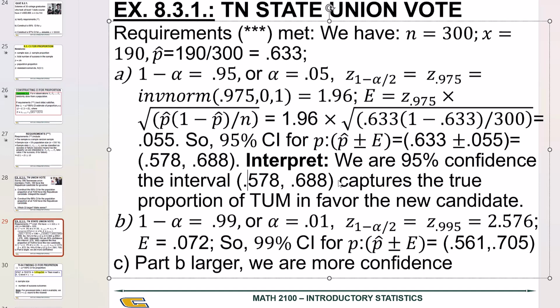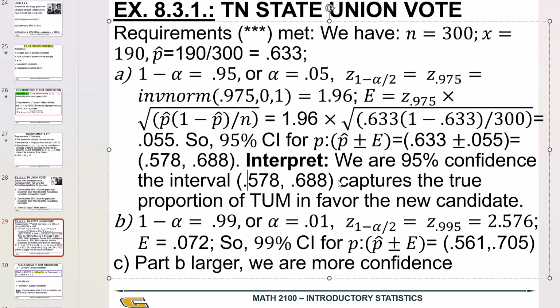We're 95% confident. And in part B, we say we are 99% confident. So we're more confident that the true proportion belongs to about 0.561 to 0.705, which means we're 99% confident that the true proportion belongs to about 56.1% to 70.5%. And you see that in part B, we have a larger interval, right? So the interval in part B covers the interval in part A.